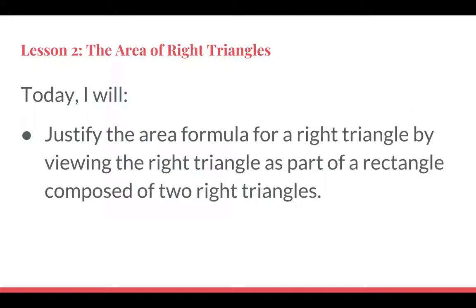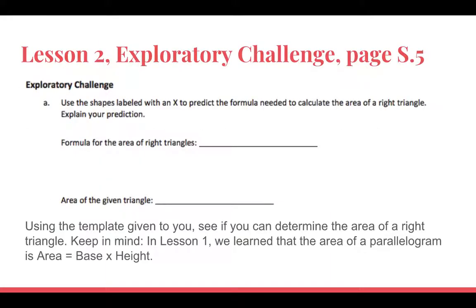Today you will justify the area formula for a right triangle by viewing the right triangle as part of a rectangle composed of two right triangles. Keep this in mind because this is basically the whole idea of what we are doing. You're going to view the right triangle as part of a rectangle, and that rectangle is composed of two right triangles. That is going to be an important clue as to what you will be doing from here on.